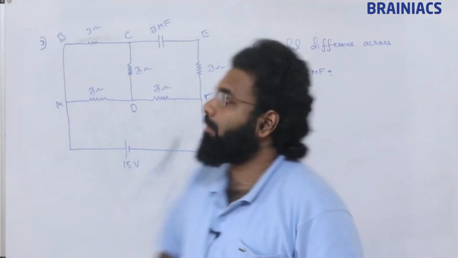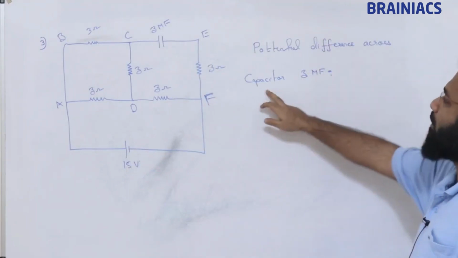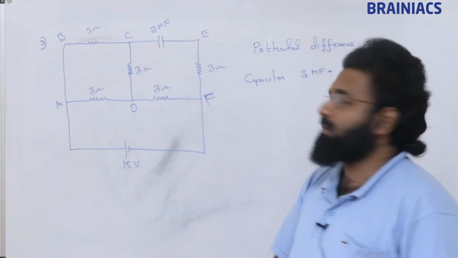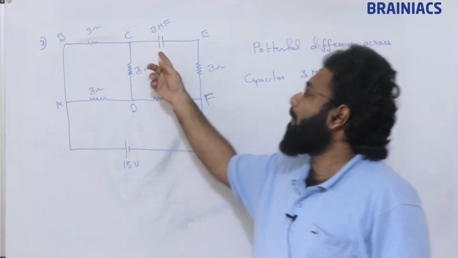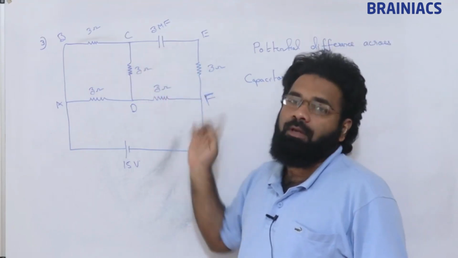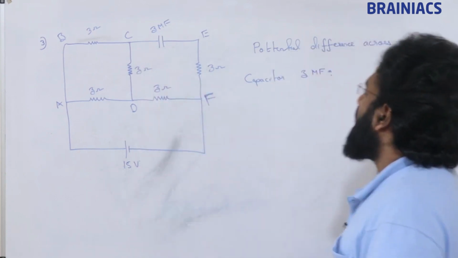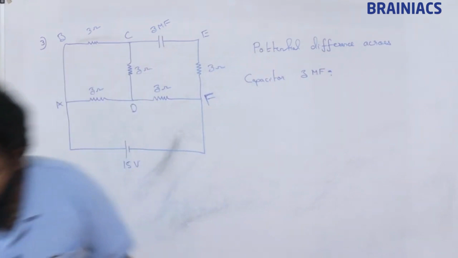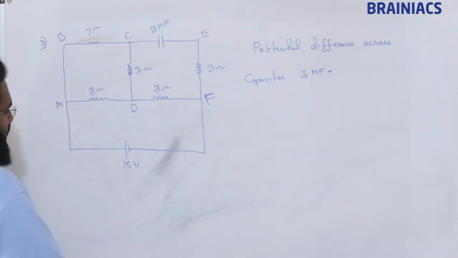This question, students, how to solve this problem? Potential difference across the capacitor of 3 microfarad. What is the potential difference across this 3 microfarad? That is the question. Q is equal to CV, charge is equal to capacitance into potential difference. So the potential across the capacitance is important, because that is how the capacitance will be charged. Now how to find the potential across this capacitance? Pause the screen and try yourself once. Now how to solve this problem?